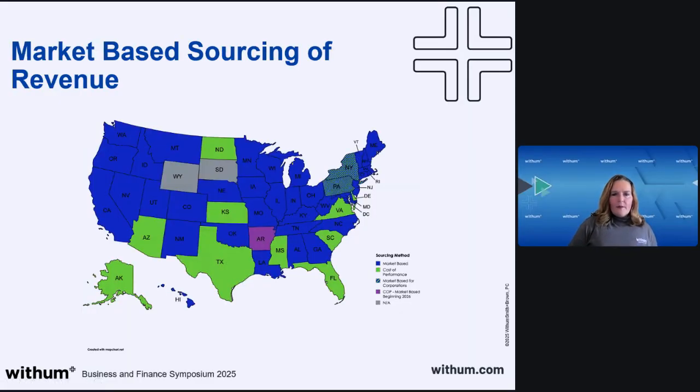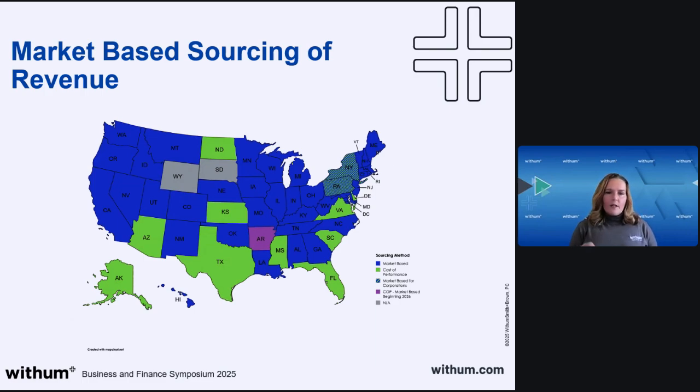And this first slide is the current map of the US. And you can see there's a lot of blue states on there, and the blue represents states that have moved to market-based sourcing. If we were to pull this map from 20 years ago, even 10 years ago, the colors would be switched. There's been a trend of moving away from cost of performance, which the green represents, cost of performance or place of performance, and moving towards market-based sourcing.